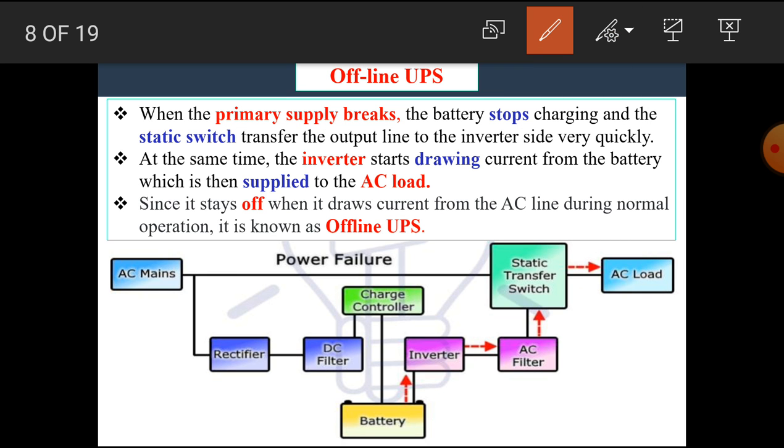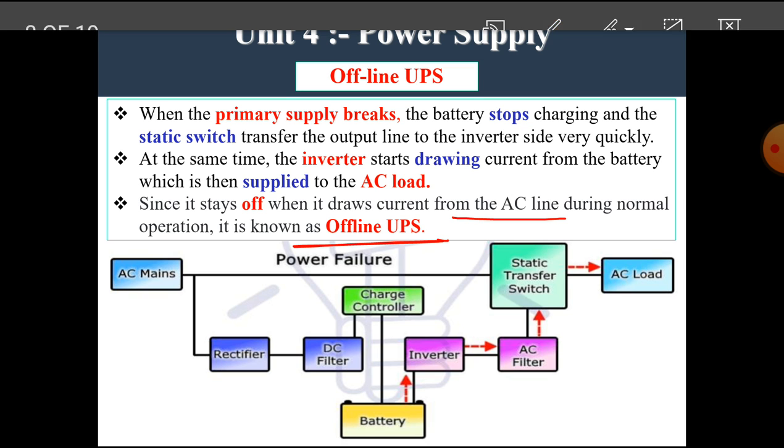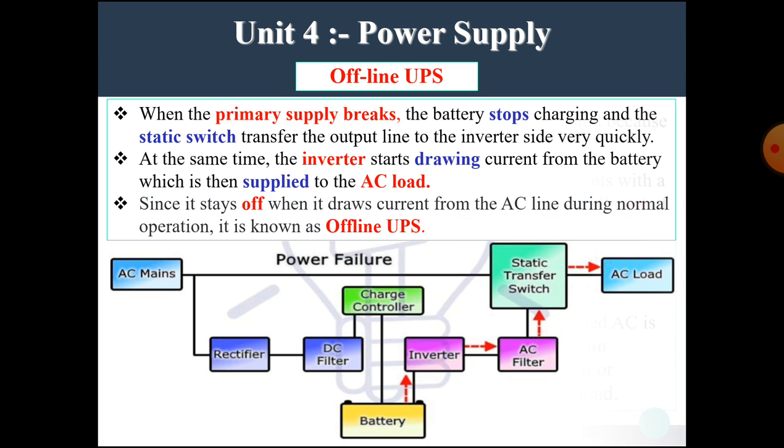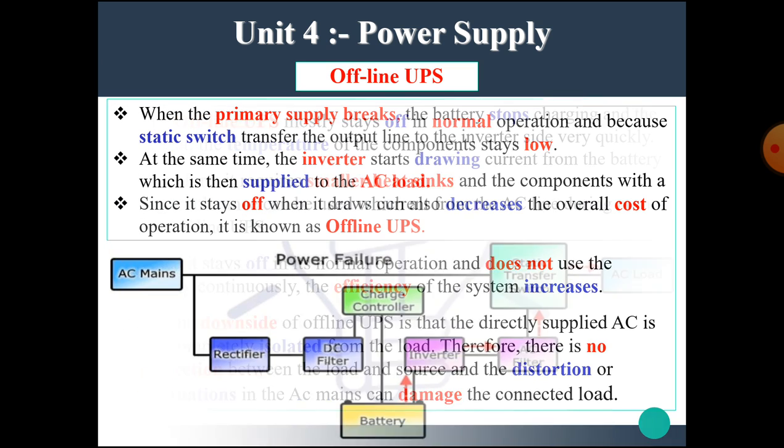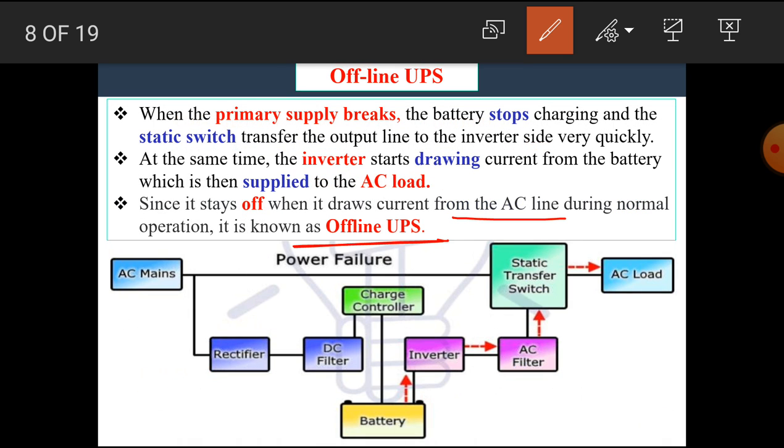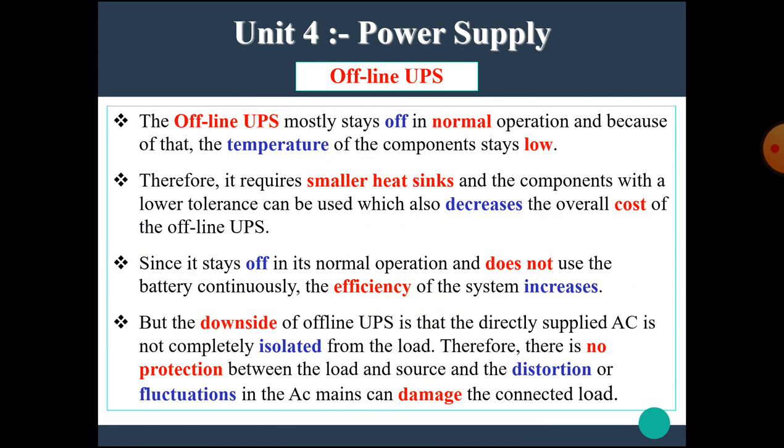Okay, here it stays off when it draws current from the AC line during normal operation, hence it is known as offline UPS. That means this part is off here, this part remains off in the availability of this AC mains, hence it is known as the standby UPS or offline UPS. I hope you all understand the working of offline UPS.